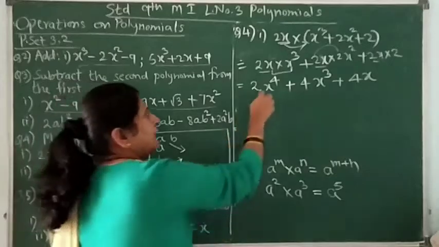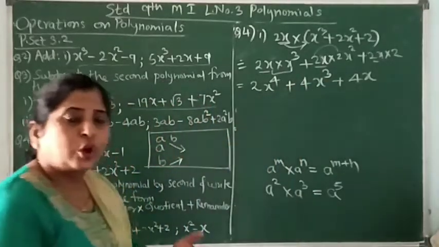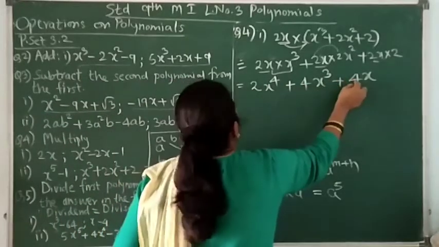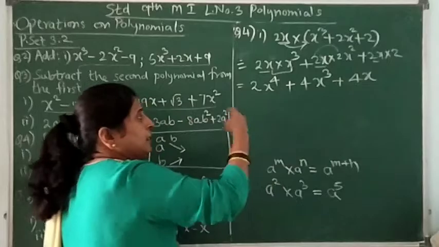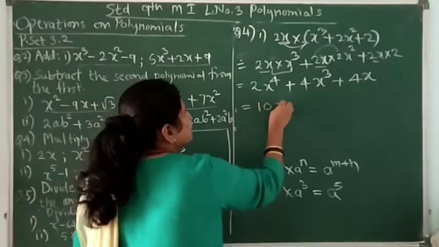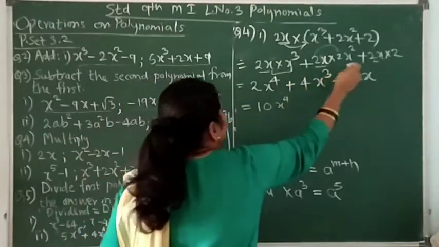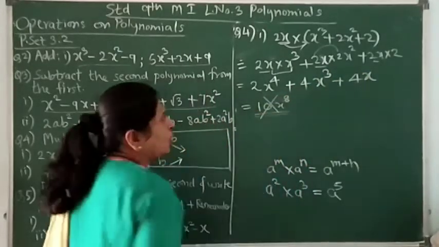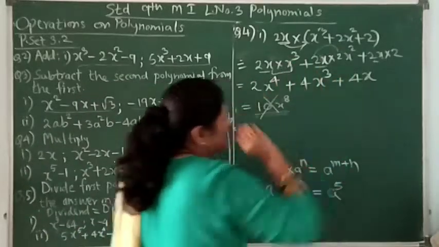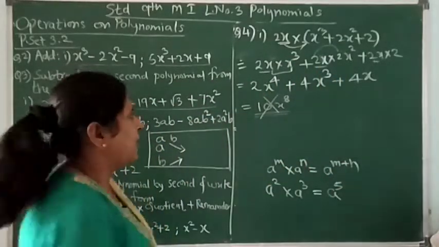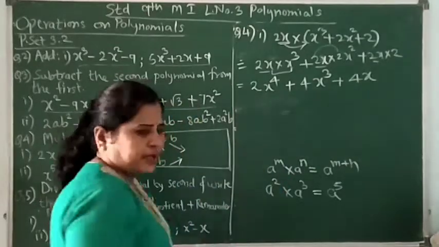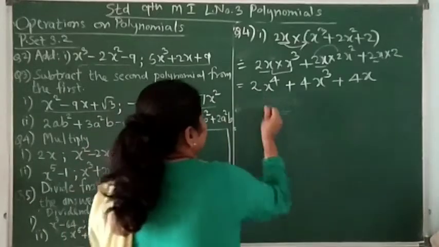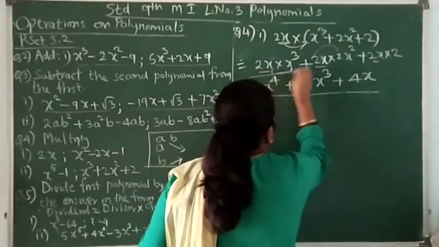Here we cannot get any like term, all the terms are unlike, so you cannot add further. Sometimes students add this 2 plus 4, 6 plus 4, 8, 10. Then they write 10, then x to the power 4 plus 3, 7 plus 1, 8 also. My dear students, you cannot do addition. This is completely wrong because each of these terms is an unlike term. You cannot add it further. So this is your final answer. Whichever you have got over here, that's your final answer. Okay, so this is your answer.